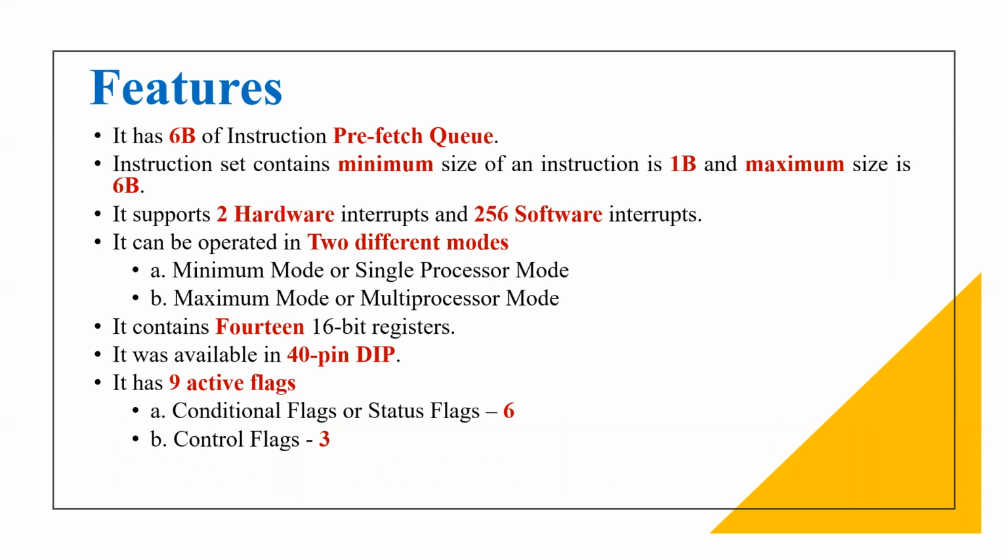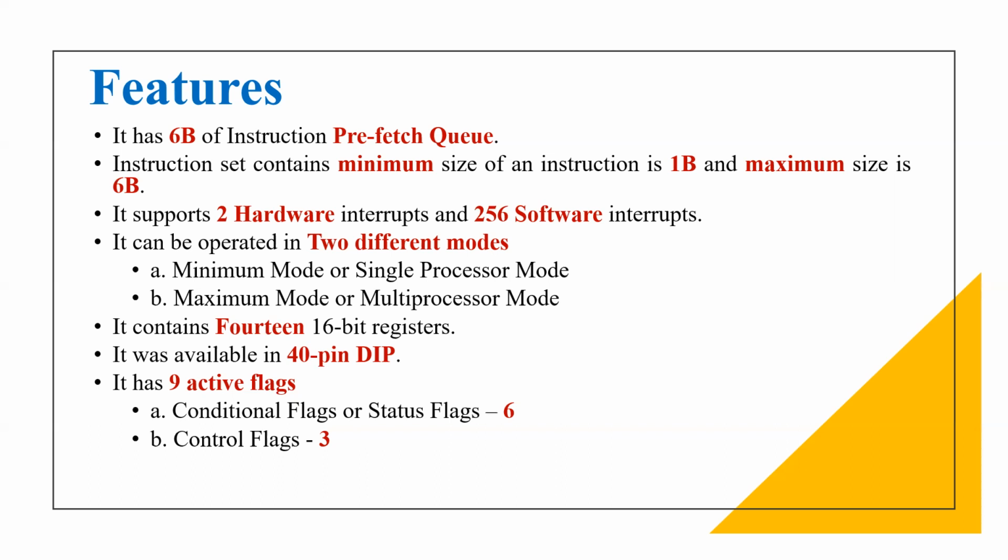These are basically 6. These 6 flags are: the first is the sign flag, the second is the zero flag, the third is auxiliary carry, the fourth is parity, the fifth is carry, and the sixth is overflow. The set and reset conditions of these flags depend entirely on the results produced by the ALU. So these are called conditional flags.